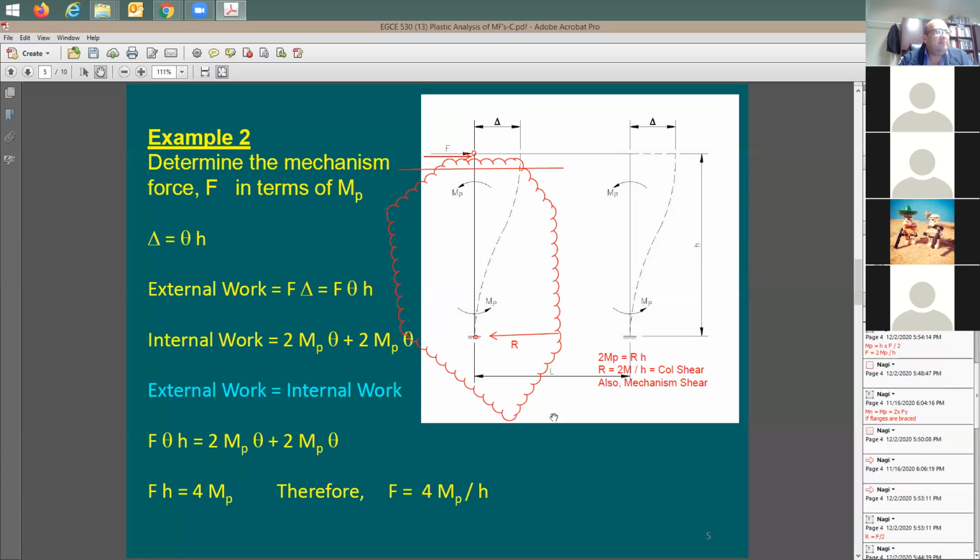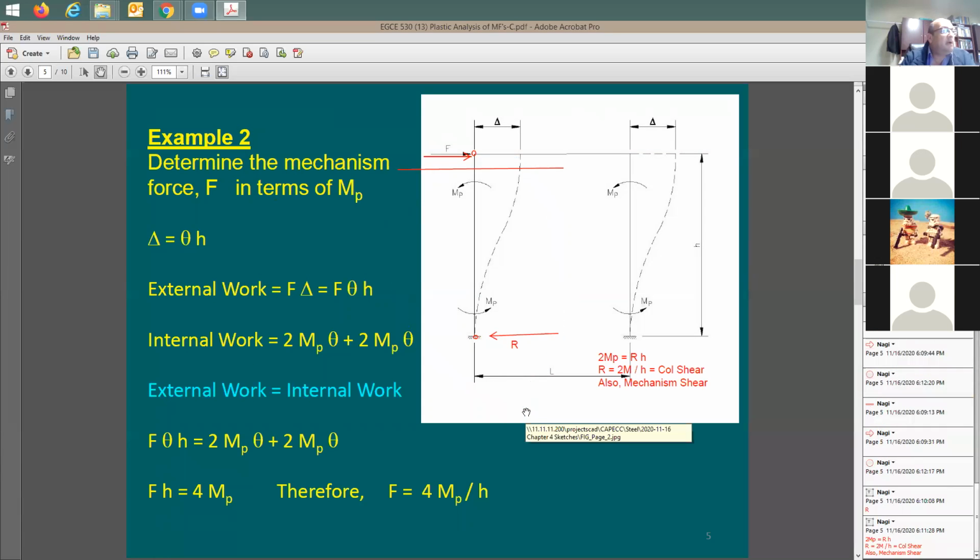Now let's make it a little bit tough. So I'm going to take a different structure. I'm going to have two fixed points. Columns are identical. I'm going to start to push it, pushing the frame with a force F. I'm going to have delta and delta, exactly the same. The column height is equal to H.